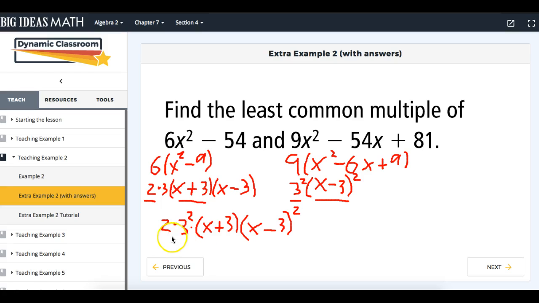Now, if we go ahead and simplify this, we get 3 squared is 9 times 2, so we should get 18 times x plus 3. That's my parentheses right there, it's kind of ugly. x plus 3 times x minus 3 squared. So 18 times x plus 3 times x minus 3 squared. That's what we should get if we simplify this out.